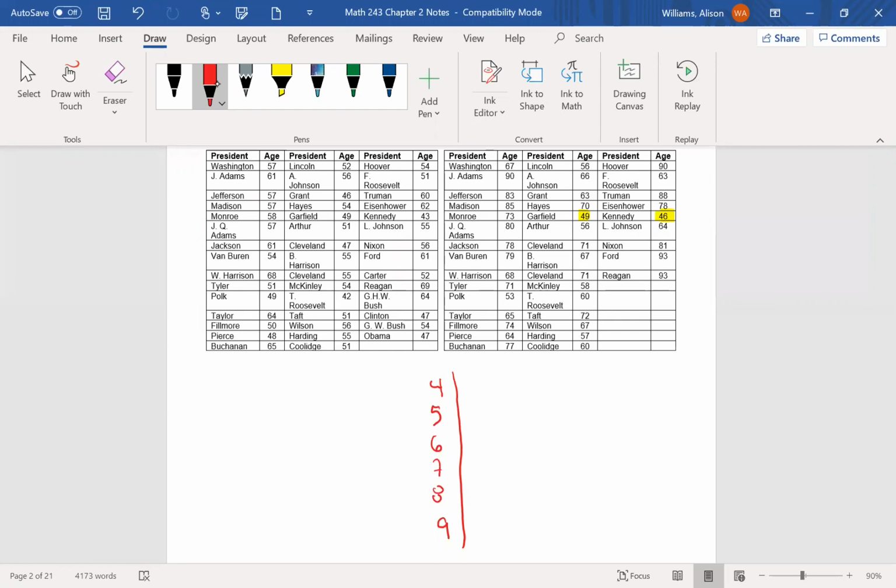Okay, so let's see. For the first person, Washington, I'm going to go ahead and take off those. Washington is 67, so I'm just going to throw 7 here in the 60s. Adams is 90.